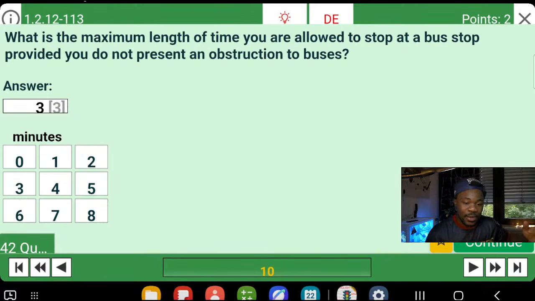Remember, if you want to park, what happens? You're keeping at least 15 meters. We're not allowed to park at the bus stop.